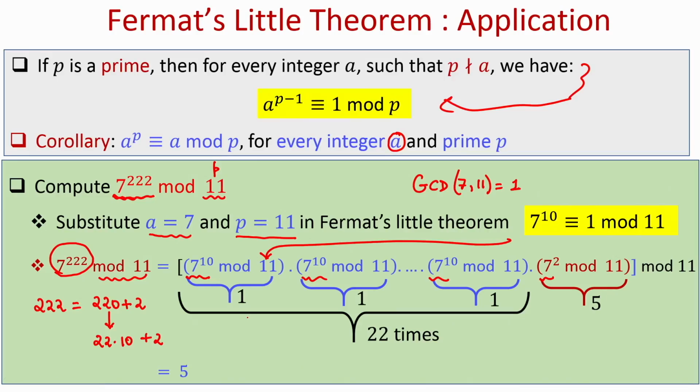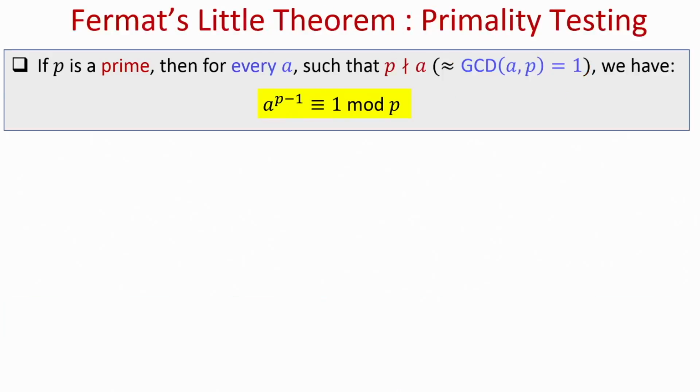So, you can now see that I do not need to write any complicated program, or do any sophisticated computation. I can simply apply Fermat's little theorem, and so conveniently I can compute the value of 7 power 222 modulo 11. Now, as I said at the beginning of the lecture, Fermat's little theorem also forms the basis of a very interesting primality testing algorithm. We will not be seeing the full primality testing algorithm, but we will see a part of it.